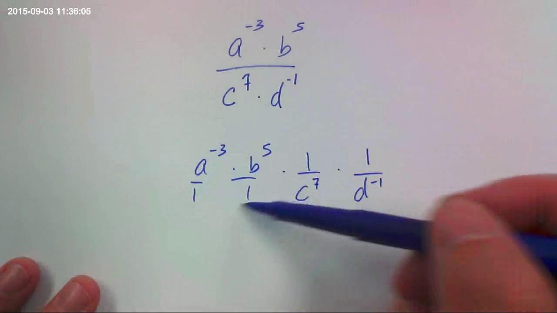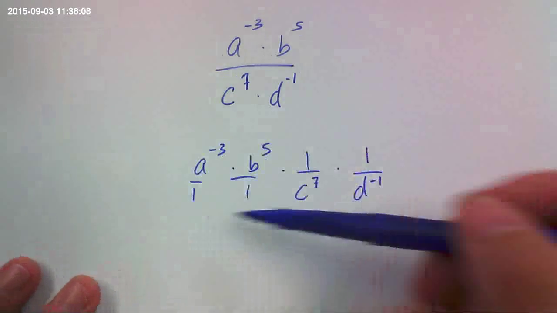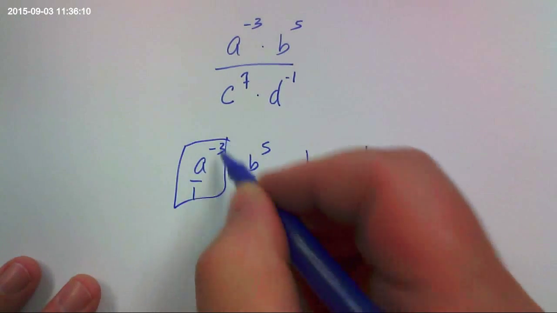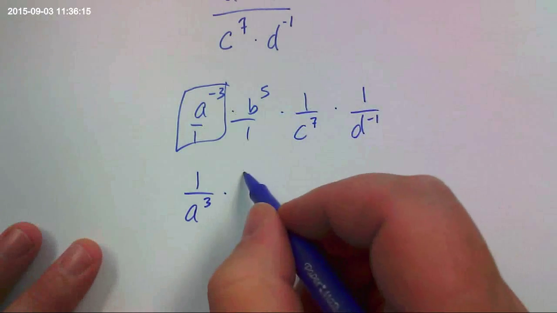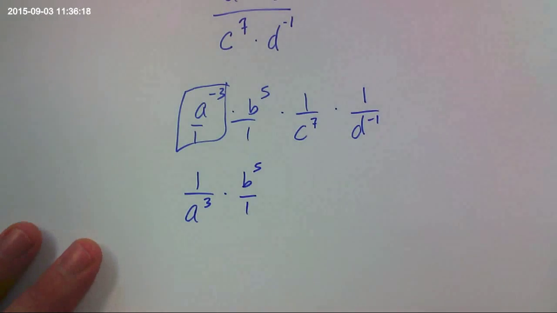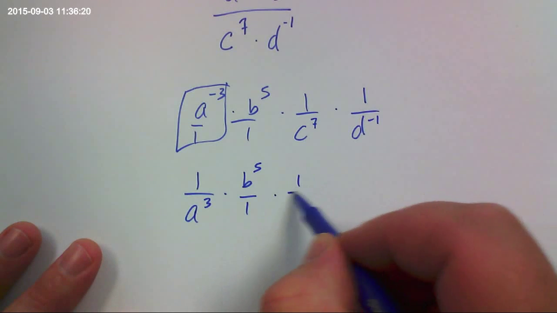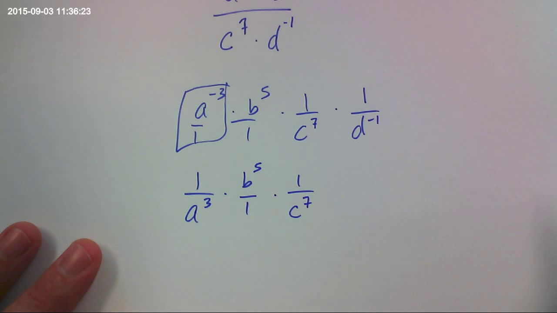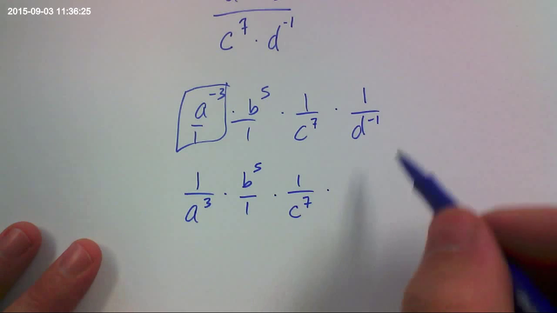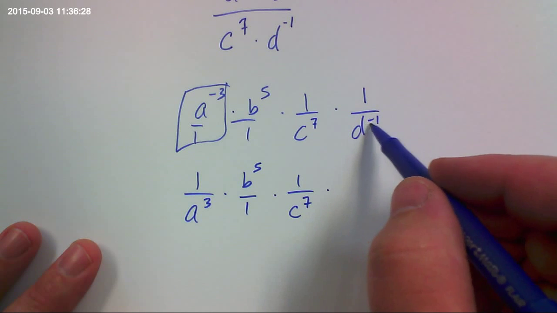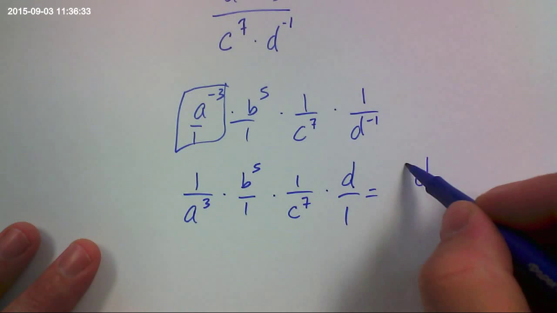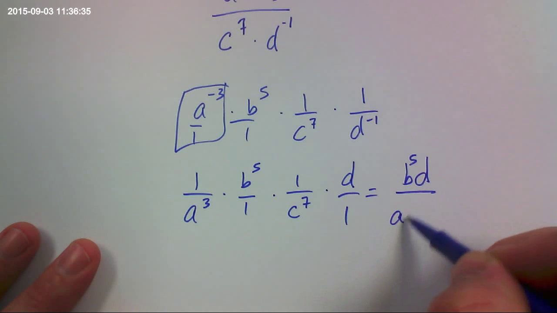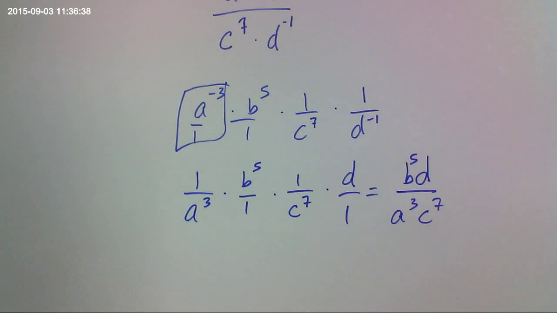This isn't the step I write, but it's how I think about it. I think about each one of these individually. This one right here, this is 1 over a cubed. This is already simplified. It's just b to the fifth, and if we left it over 1. This one is just dividing by c to the seventh. So it's already simplified. This one, though, this is the opposite of dividing by d, so it'd be d. So putting everything together, you get b to the fifth times d divided by a cubed c to the seventh. I hope this video helps, and good luck.